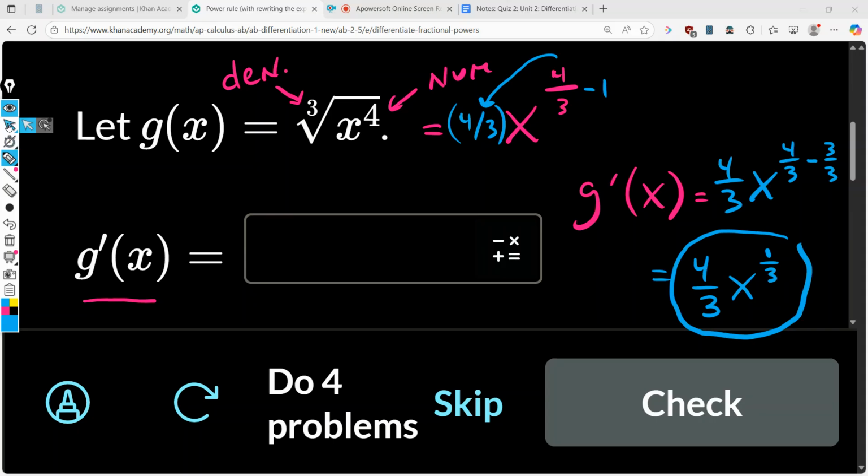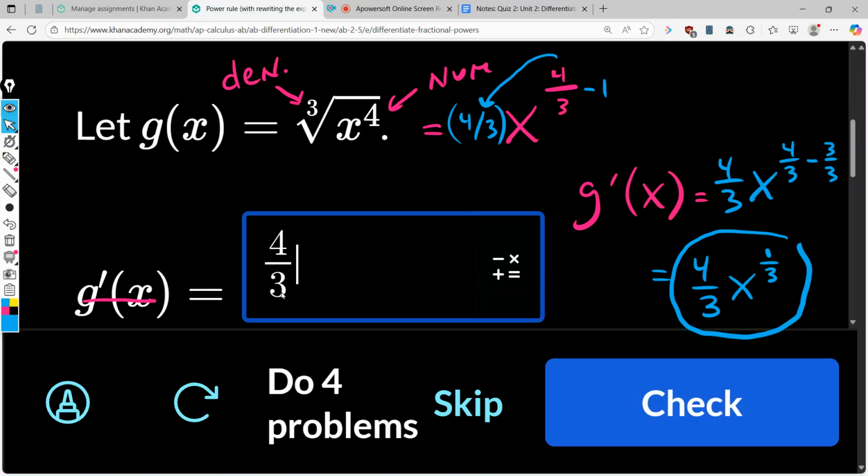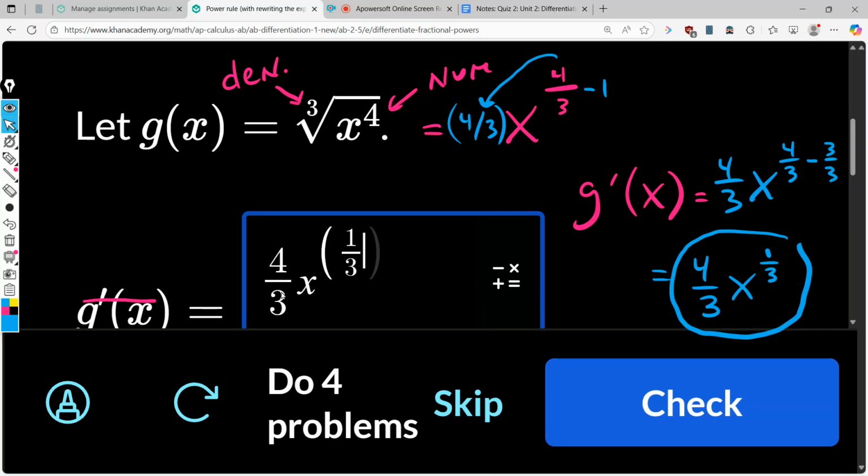All right, so same process as always. 4/3, hit tab, type x, shift 6 for the exponent, parentheses, 1/3, hit tab, parentheses again. 4/3 times x to the 1/3.